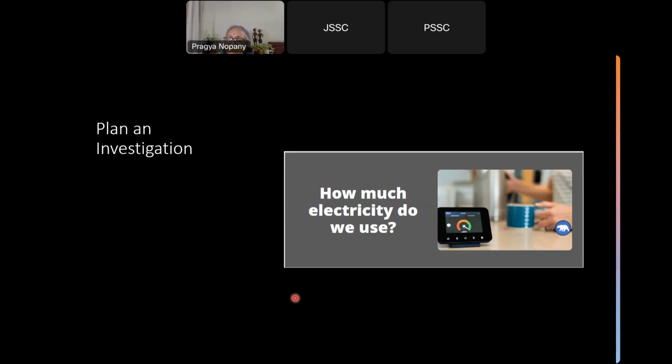How much electricity do we use? Now, children know that they run different gadgets on electricity, but they may not know how much electricity is being used. So, again, how do you make them plan an investigation? Now, you can ask them what appliances use most electricity. Now, how do you think that they're going to answer this? What appliances use most electricity?